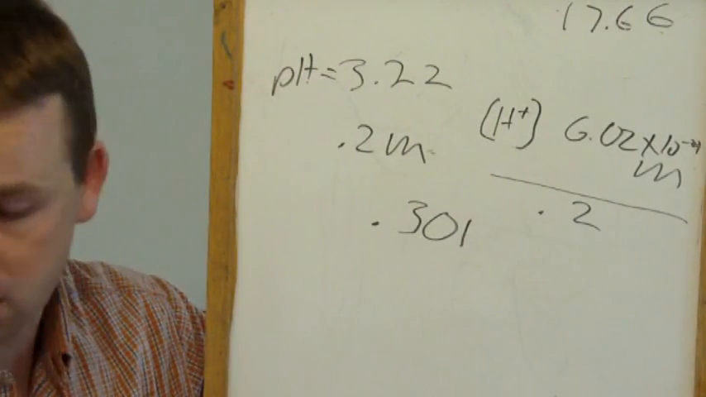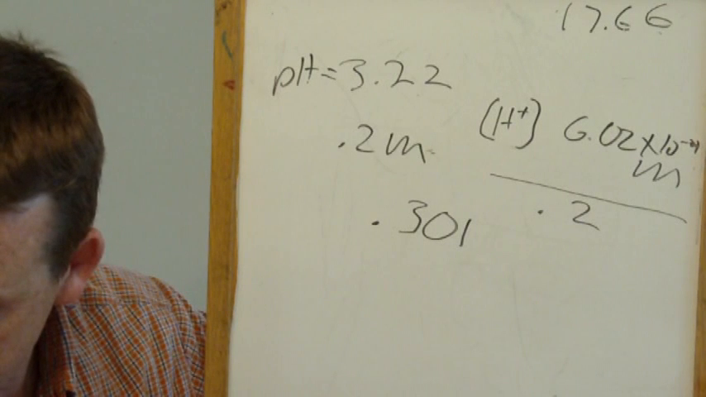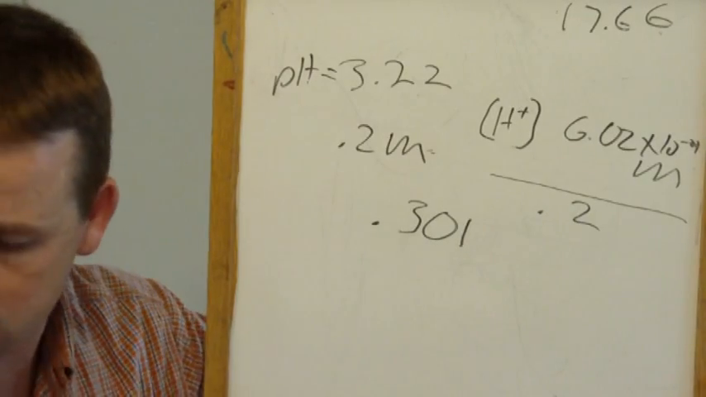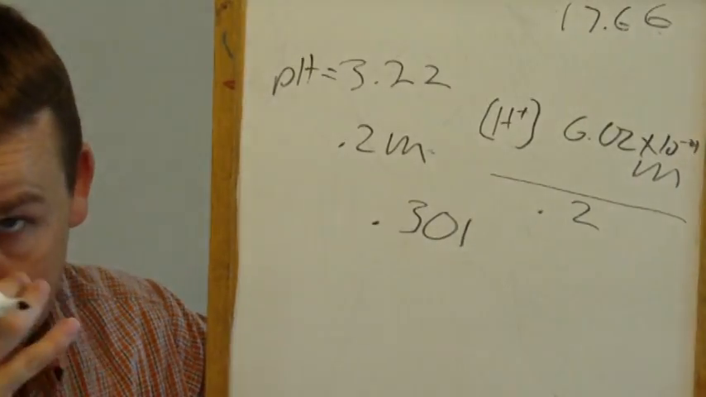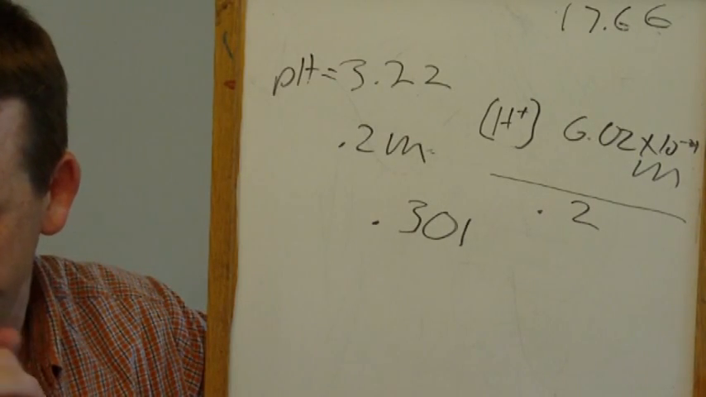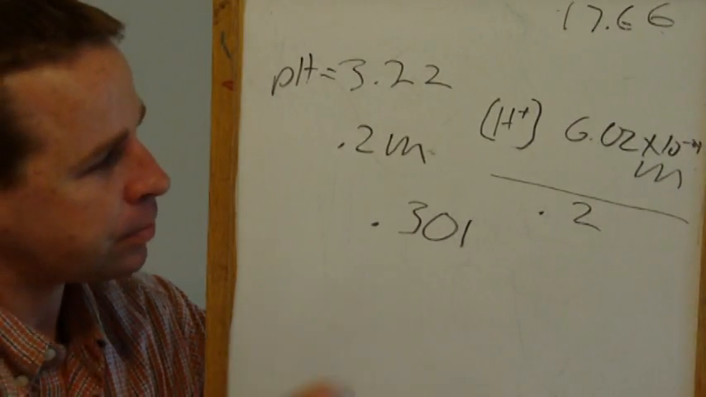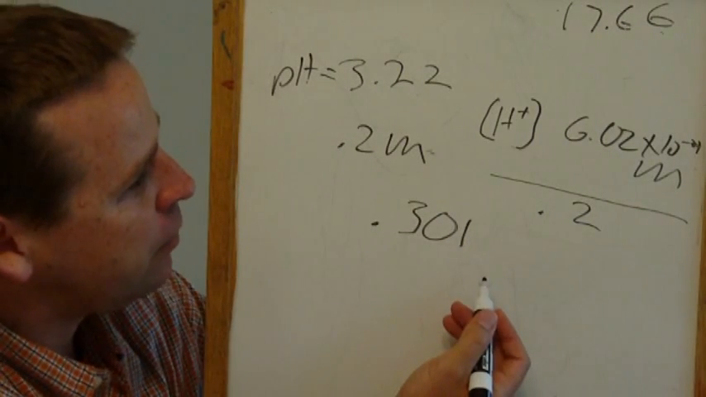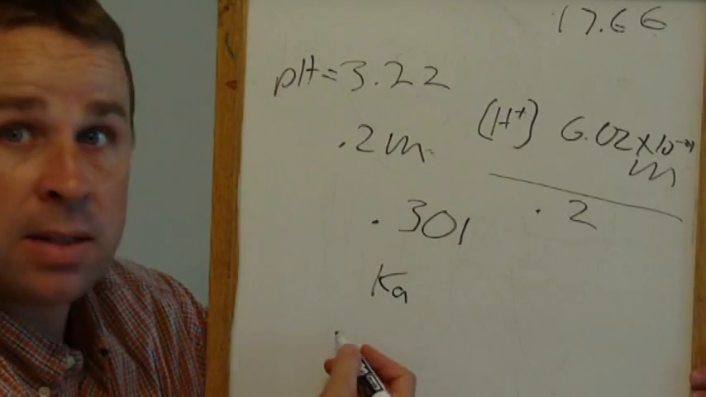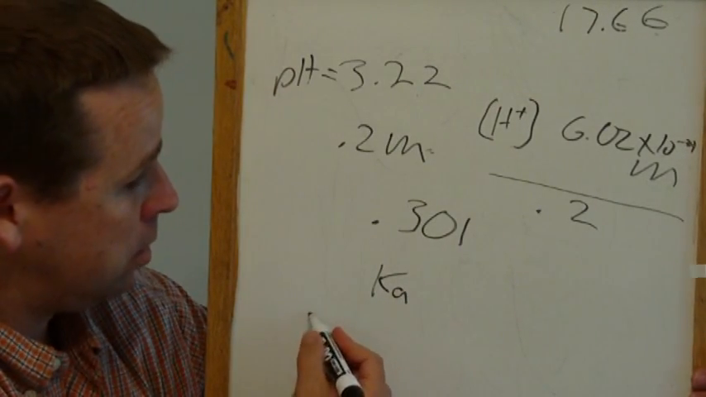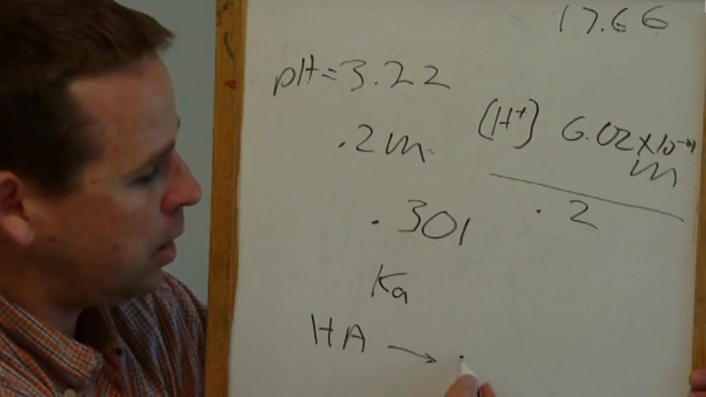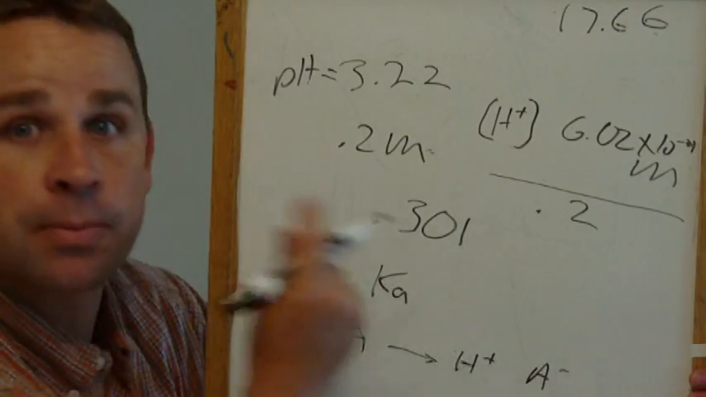Alright, so we'll double check that in the back. 1766. 0.301, or 0.30% is ionized. And then the question is, what is the value of Ka for the acid? The value of Ka for the acid, well, Ka represents the acid deprotonating and becoming H plus and A minus.